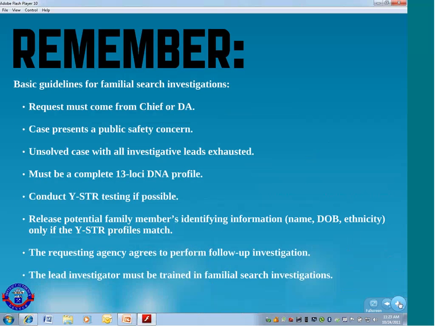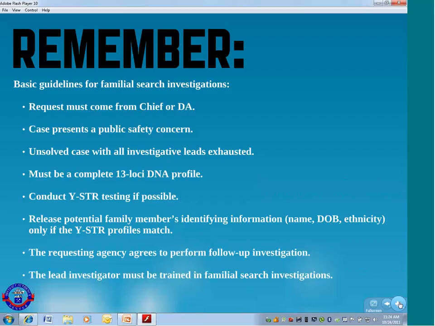These are just basic guidelines in our policy. There has to be a request from the sheriff, chief of police, or the DA from the jurisdiction that wants the familial search done. It has to be a case that presents a public safety concern. All leads have to be exhausted.